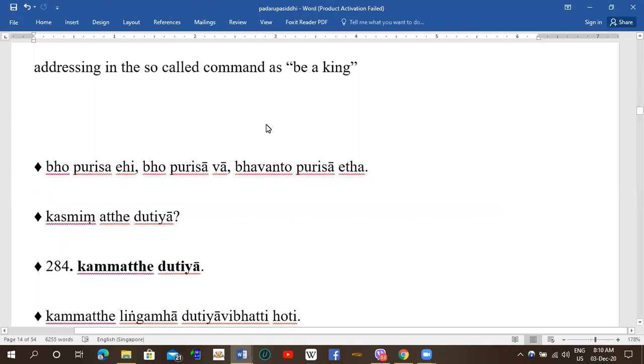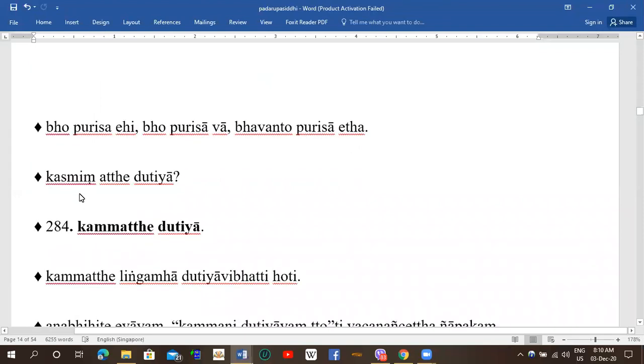Okay, now we finished the nominative case, the first case. Today we are going to study the instrumental case, tutiya vipatti. Kasame ate tutiya. In which meaning is the instrumental case ending used? We should understand tutiya vipatti, the instrumental case, an instrumental case ending, in which meaning is it used?